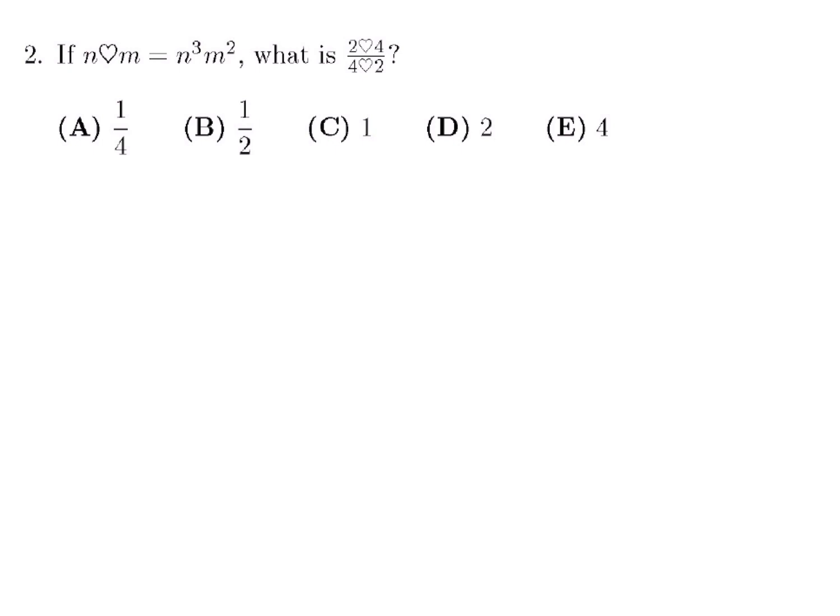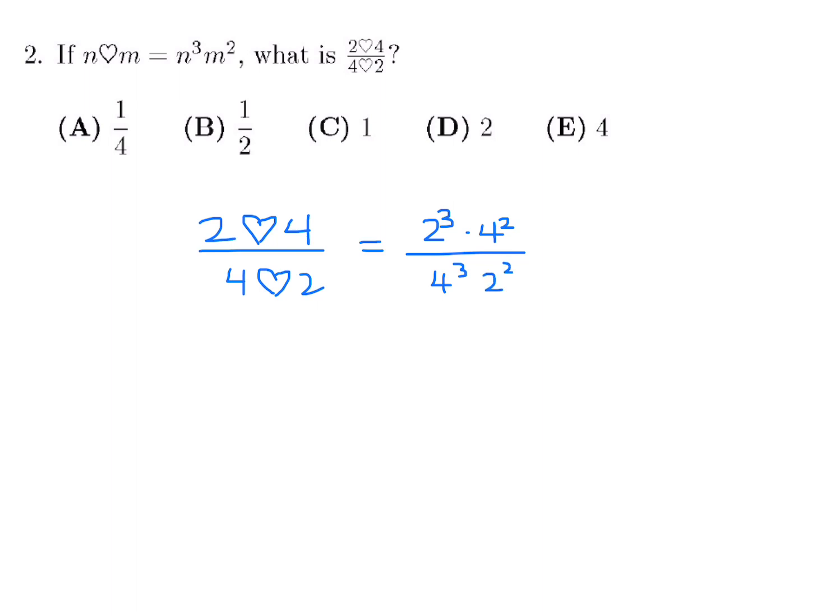If n heart m is n cubed times m squared, what is 2 heart 4 over 4 heart 2? All right, so using the definition that they give here, we'll plug these in. It'll be 2 to the power of 3 times 4 to the power of 2. And that will be over 4 to the power of 3 times 2 to the power of 2, like that.